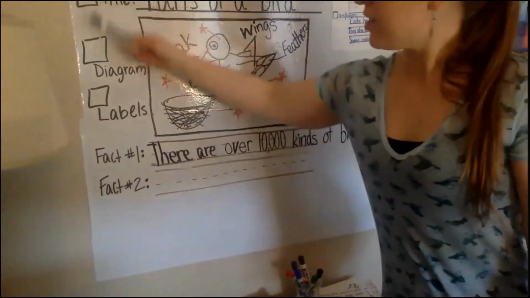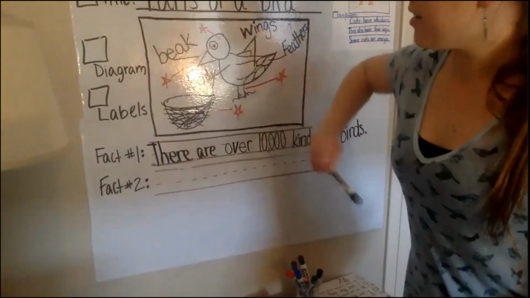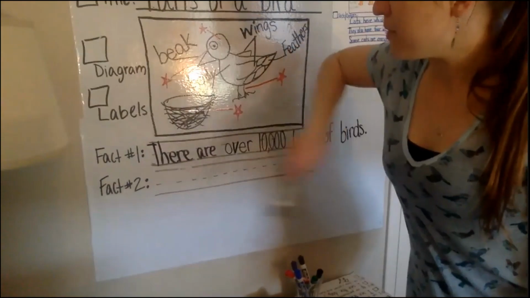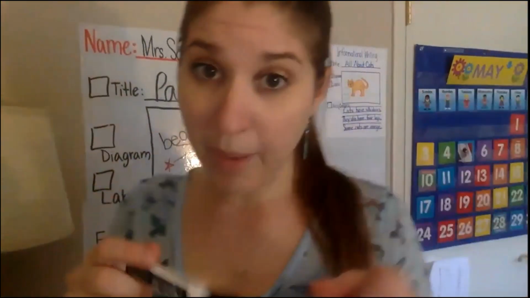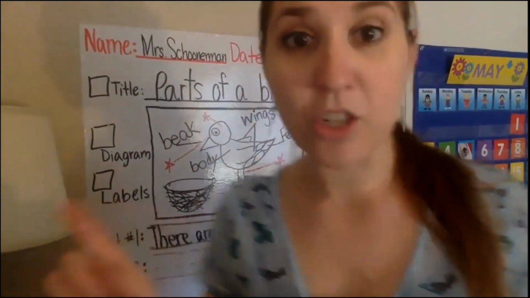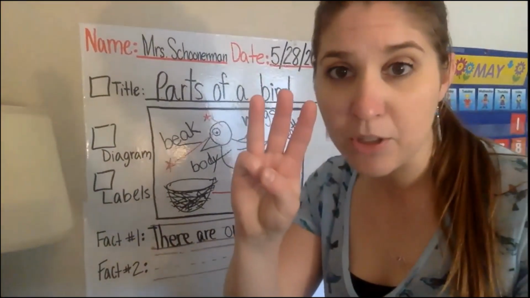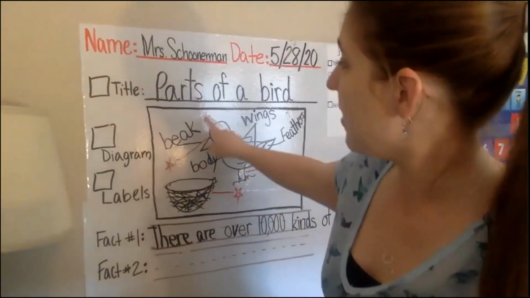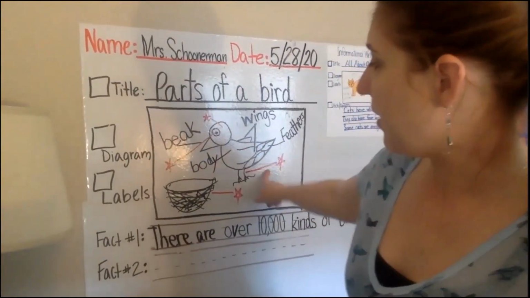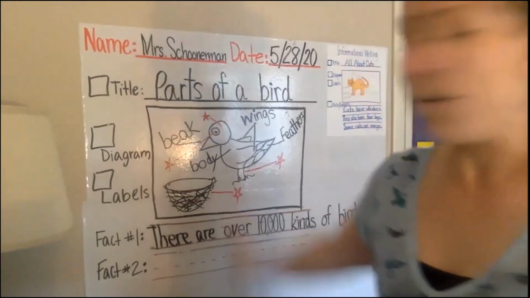Okay, we did each of these parts. We added a title, we did the diagram, we added some labels, we added a fact. But your work is not done. Remember, your next challenge is to add 3 more labels to your picture. You can choose to do the ones that I starred here. So you can label the head, the eyes, the legs, or the nest.